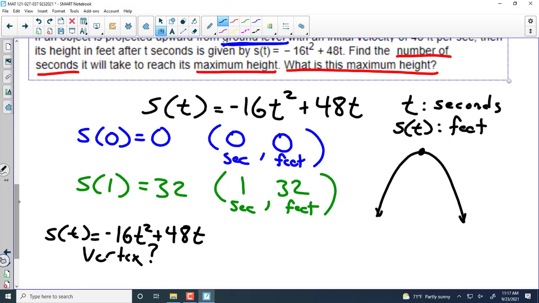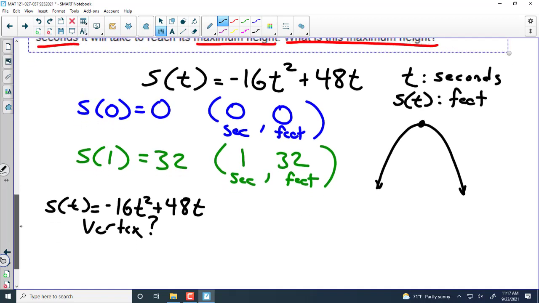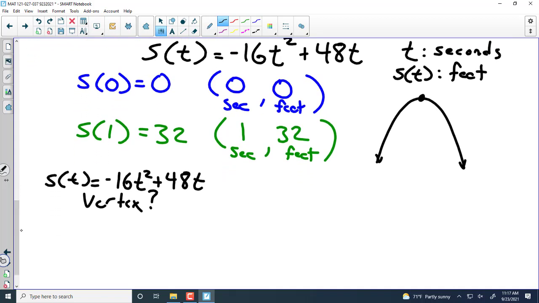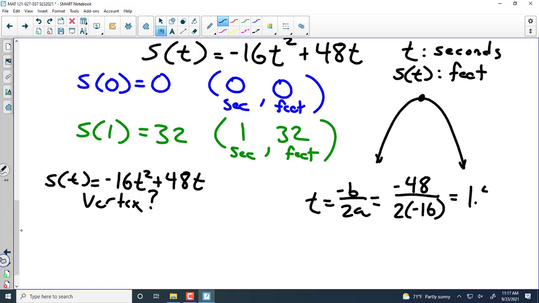And do we know how to find a vertex? Yeah, we sure do. What's that formula for finding the vertex? Negative b over 2a. Well done. So that's going to be negative 48 over 2 times negative 16. That ends up being 1.5.